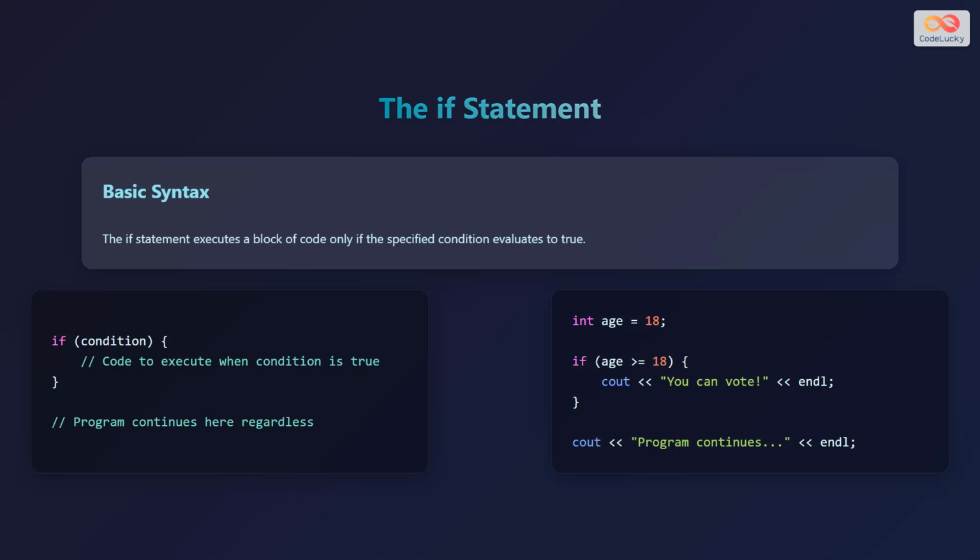First, let's discuss the if statement. The if statement is the simplest form of conditional statement. It allows you to execute a block of code only if a specified condition is true.